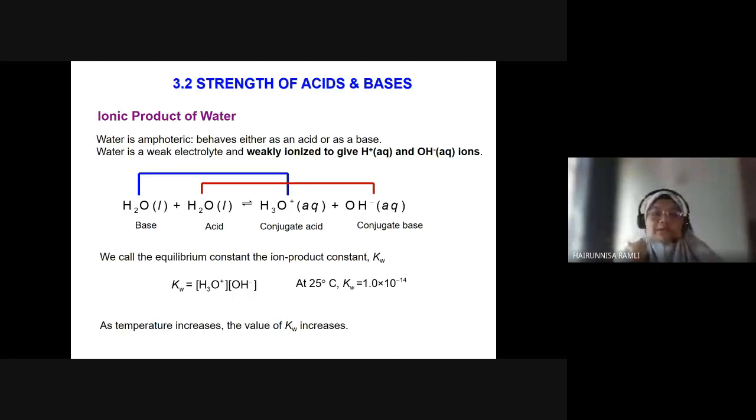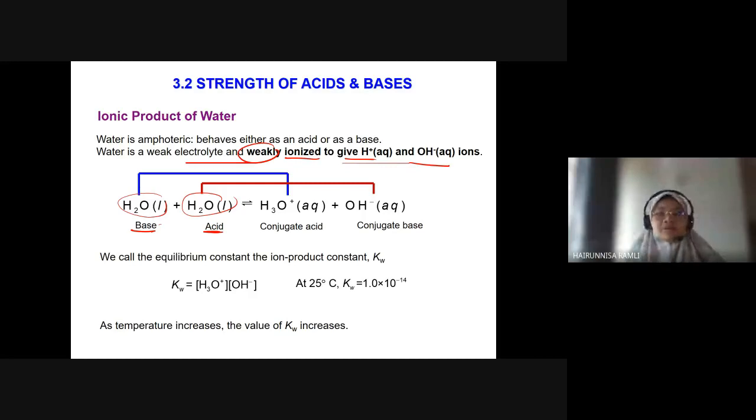Here we know that water is amphoteric. It can behave either as an acid or a base. It can be both. So how do we get its value? Water can also ionize, but it is only weakly ionized to give H plus and OH minus. For example, let's say you react water with water but of different acidity, meaning one water acts as a base and the other as an acid. Remember the Bronsted-Lowry equation.